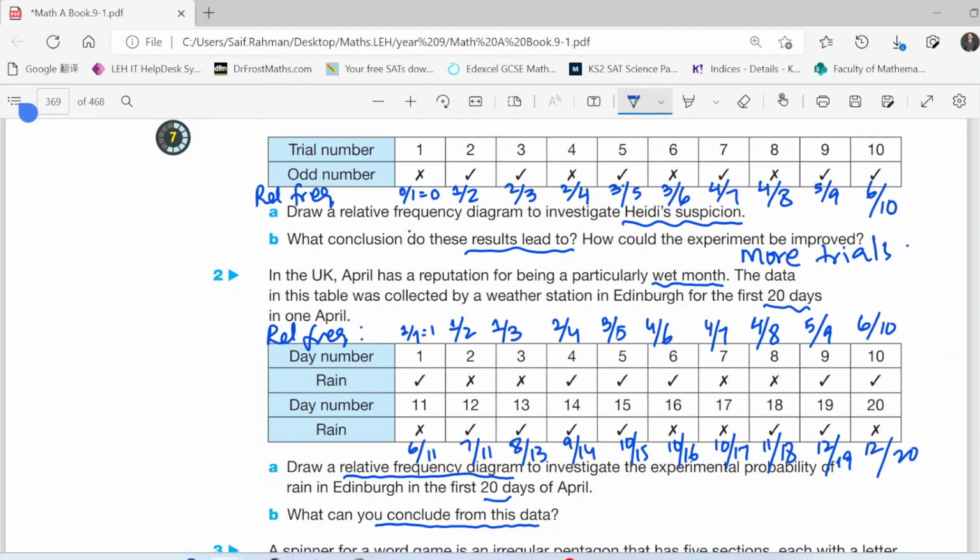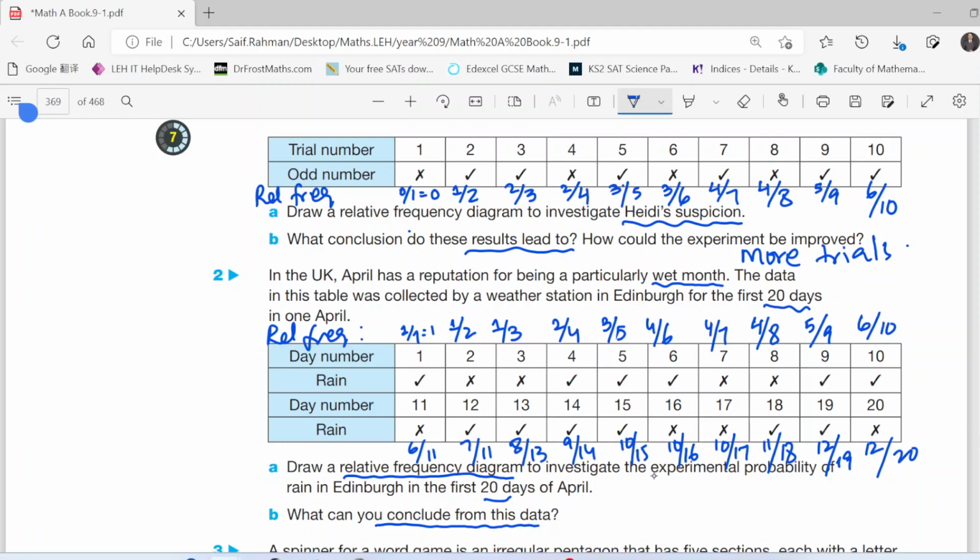So the final overall probability of this experiment is 12 out of 20. So for all the 20 experiments, 12 times it rained, so it's more than 50%. The results show that the probability of raining is more than 50%.